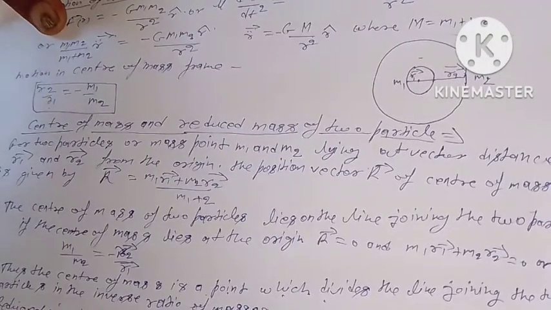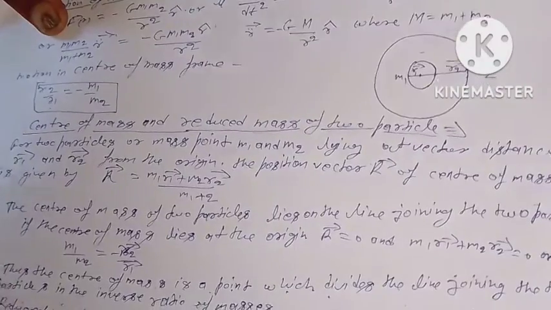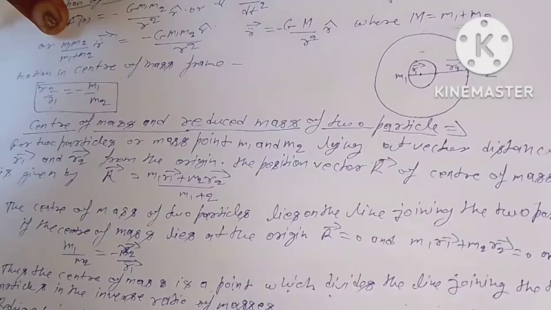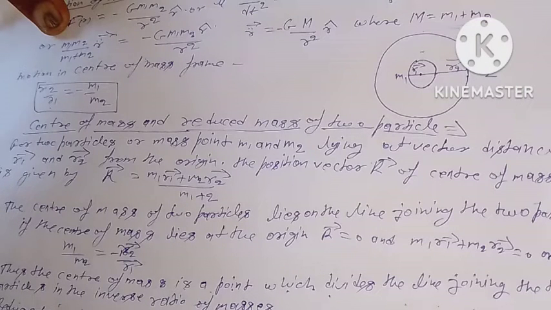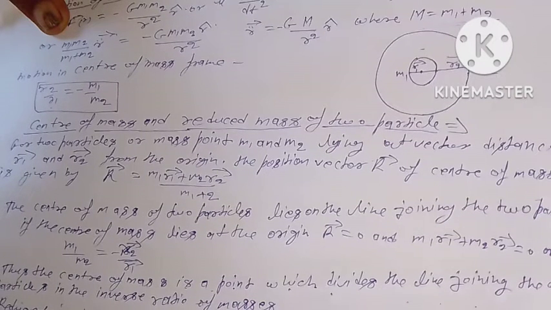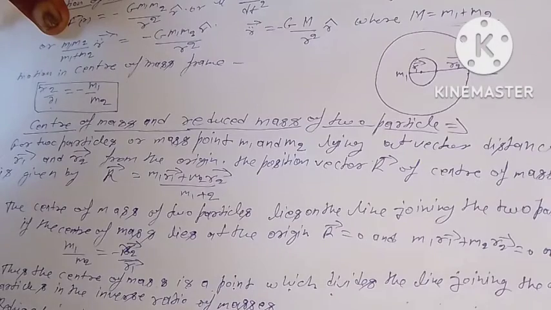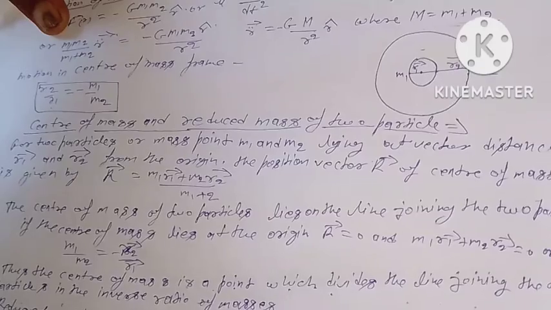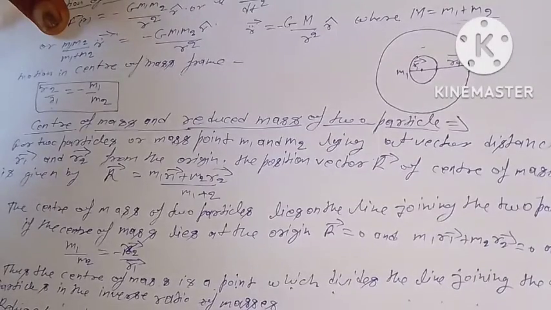Reduced mass. When there is no external force acting on the system of two particles and the only forces are those of mutual interaction, then the system behaves as a single particle of mass mu equal to m1 m2 upon m1 plus m2.